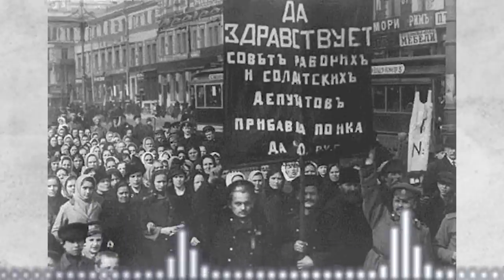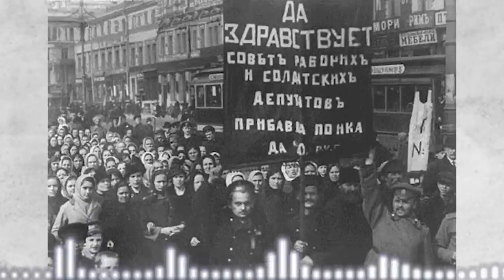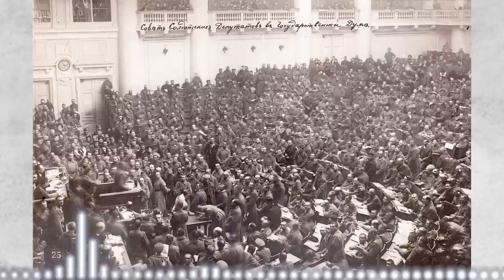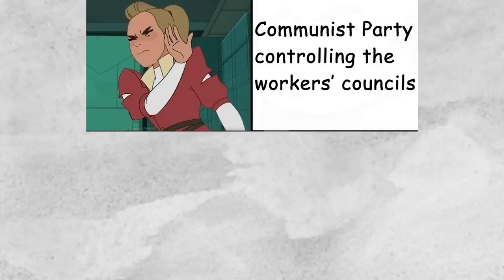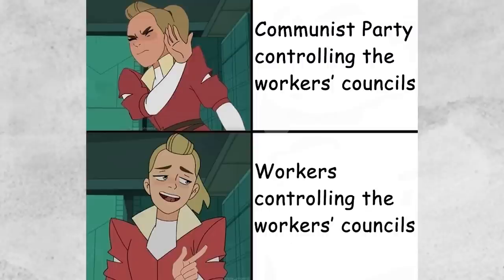However, in Russia, after the Communist Party took power, these councils soon became controlled and dominated by the Communist Party. Revolutionary socialists in this borderline zone of the compass are totally opposed to the Communist Party, or any political party, taking control of the councils. They hate that. They say that workers' councils must be controlled by the working class directly, not by some party.